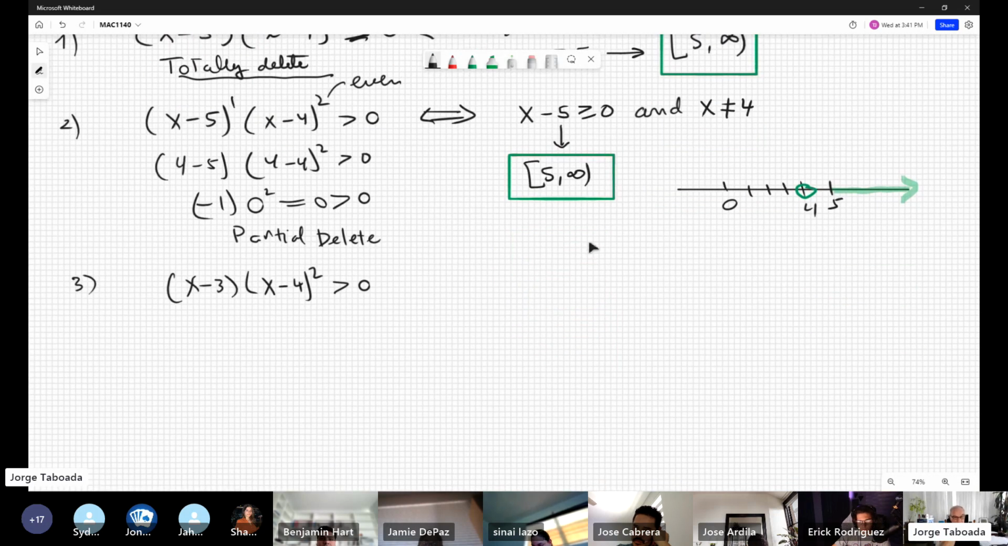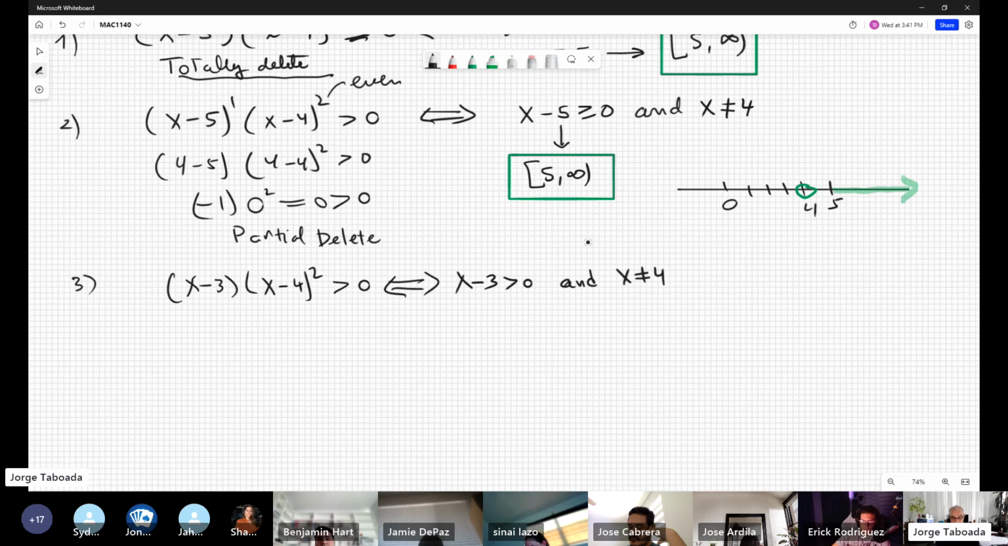The professor explained to me that when the exponent is even, you delete, I don't know if it's a partial delete or a total delete. It's obviously partial because we have no equal sign. No equal sign, partial delete. I suppose this inequality is equivalent to writing x minus 3 greater than 0 and x not equal to 4. Similar to this.